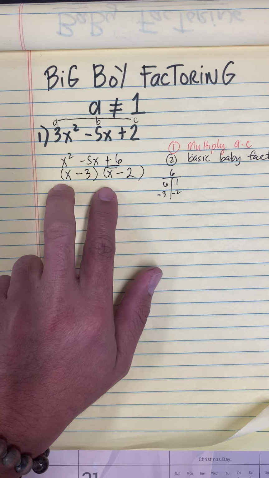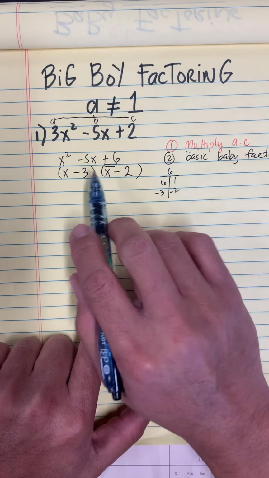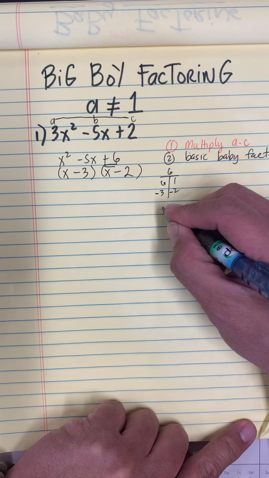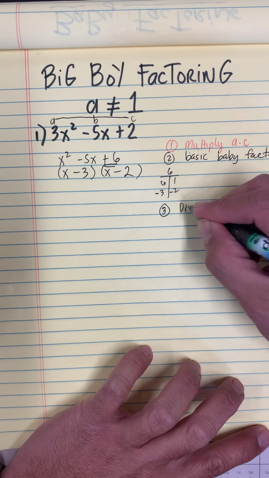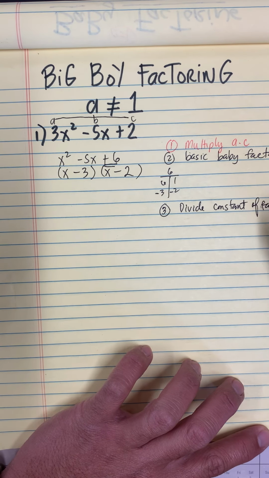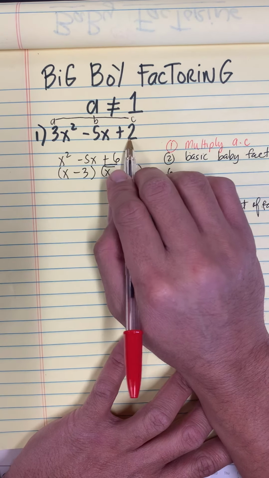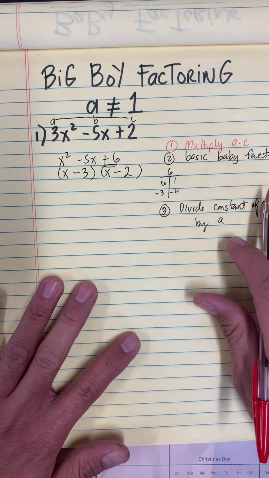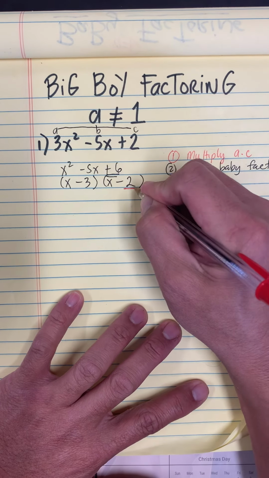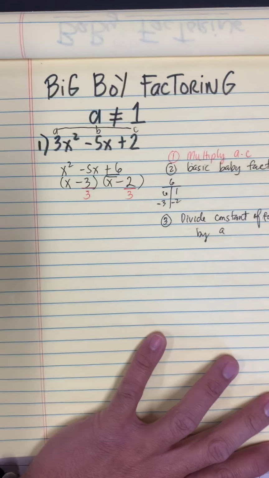Okay? But that's not the final answer. That's the way to get the final answer. Remember, guys, we multiplied a by c. We multiplied 3 by 2. What's the opposite of multiplying? The opposite of multiplying is you divide the constant of your factor by a. We multiplied 3 to the 2, so to return and put it back in the same way, we have to reverse it. So I'm going to divide the 2 and the 3 by a, which is 3. Divide by 3, divide by 3.